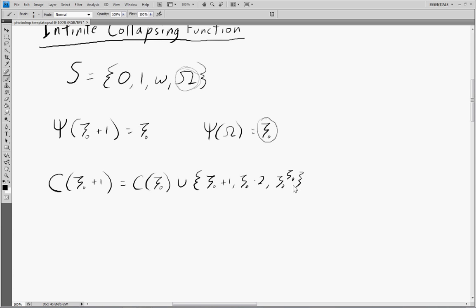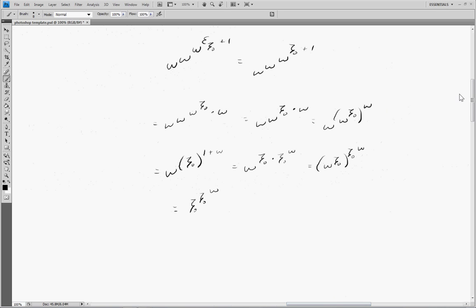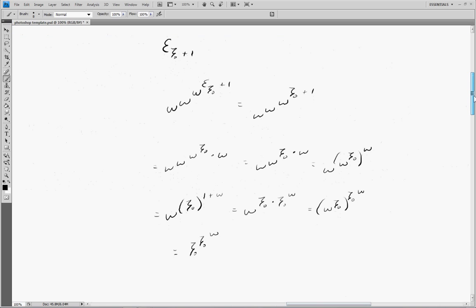So now we ask, what's the smallest ordinal not contained within this set here? Well, this would be, as per usual, just an infinite tower of our largest ordinal here, which in this case is zeta naught. And this is equivalent to epsilon zeta naught plus 1. Now this might not be entirely clear, so I went and did a little arithmetic here for you guys.